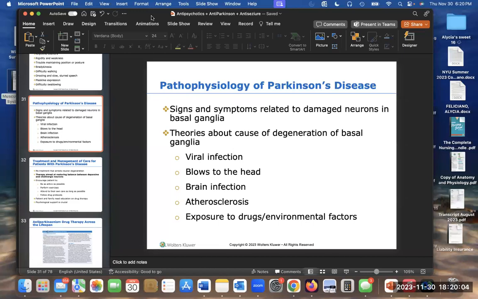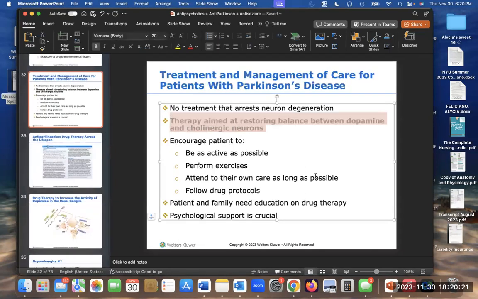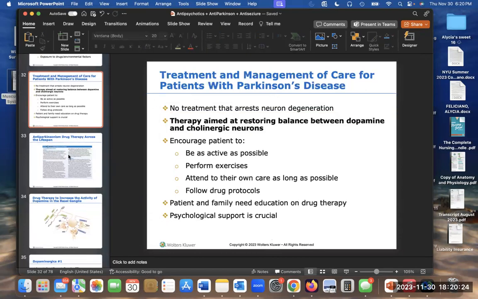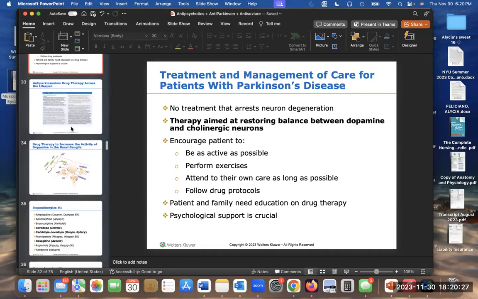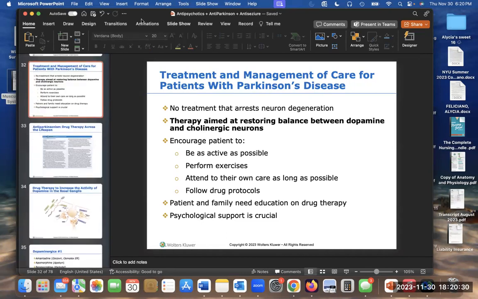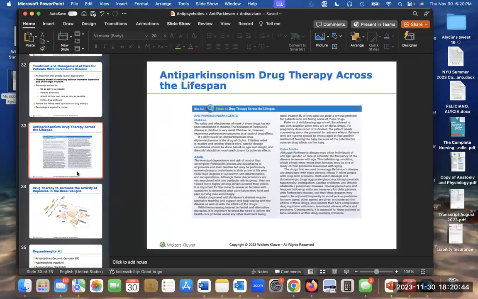So the goal with these medications is going to balance dopamine and cholinergic neurons, which is what the basal ganglia controls. And like I said, what can cause it? We're not really too sure. Maybe drugs, environmental factors, maybe a TBI, things like that. So remember, therapy is aimed at restoring the balance between dopamine and cholinergic neurons, okay? We want also, because this is going to be a progressive disease, we want them to be active so it could help slow down that progression. If they're living a sedentary lifestyle, the weakness and the slowness that they're getting in their gait is going to be worse. They need to perform daily exercises, take care of themselves, and follow their drug protocols, okay?